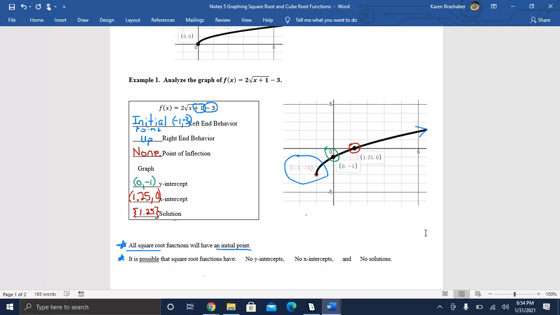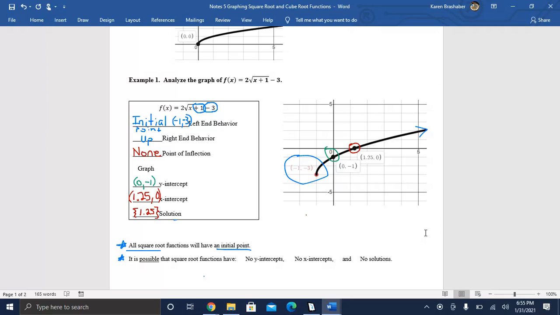If that graph is started so that it never crosses the x-axis or never crosses the y-axis. Let's say, for example, you had a graph that went like that. That would have no x-intercept, no y-intercept, no solution. But it does indeed have an initial point. So that's what a basic square root graph looks like.